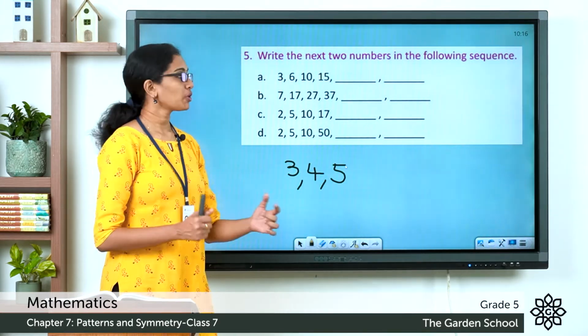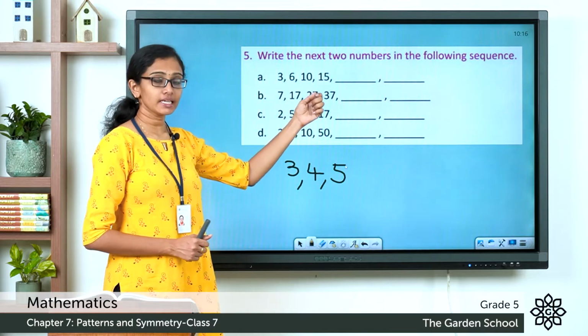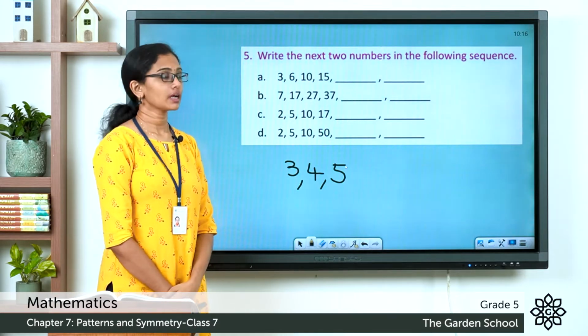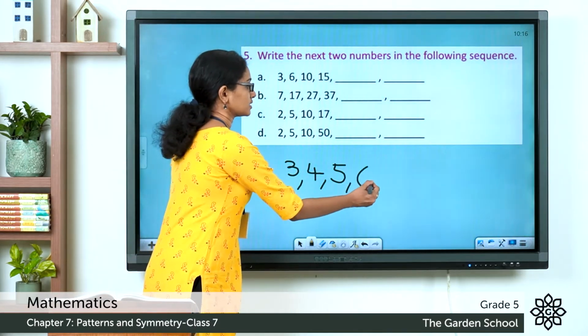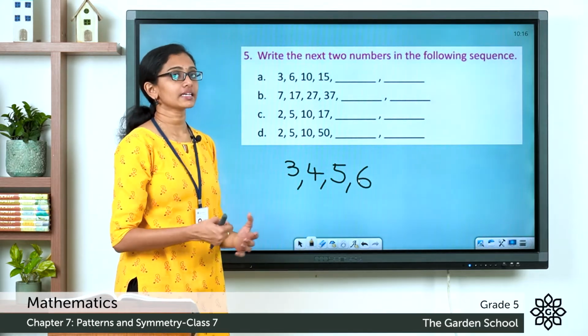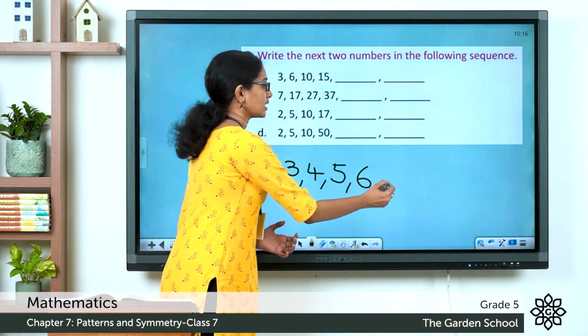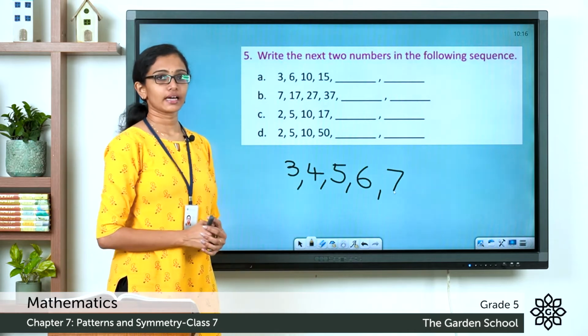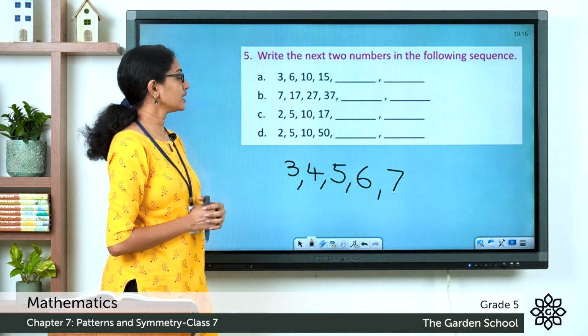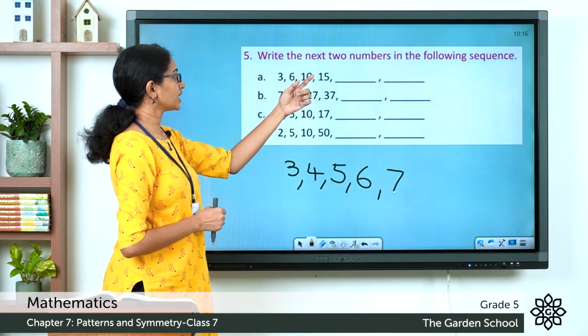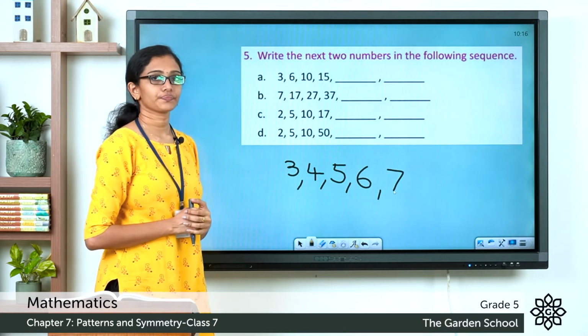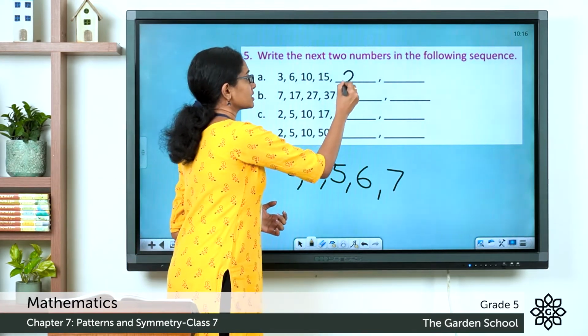So can you predict what would be the difference between 15 and the next number? It would be 6. And that number and the next number would have a difference of 7. And it will go on like that. So what comes next to 15? It would be 15 plus 6. And what is it? It is 21.